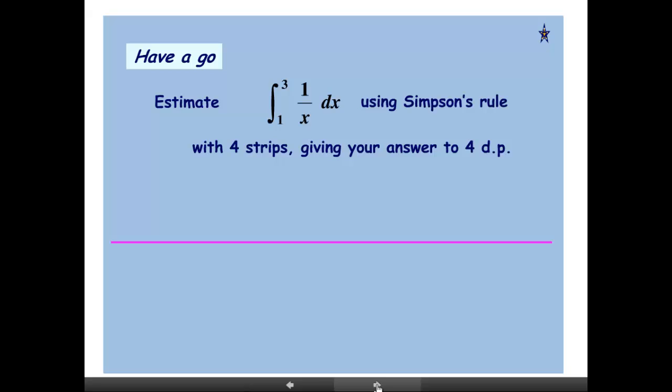Have a go yourselves. If you're successful, then you're ready for the lesson. If not, perhaps you need to have a quick look back over the video just to make sure you understand it.